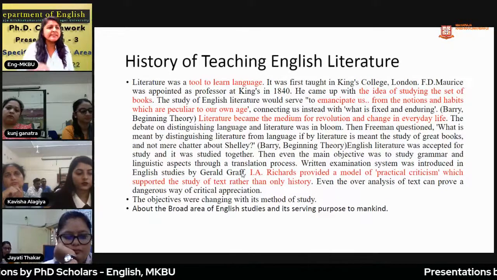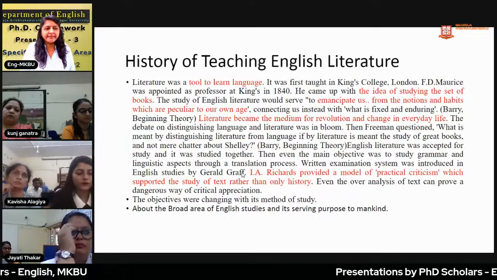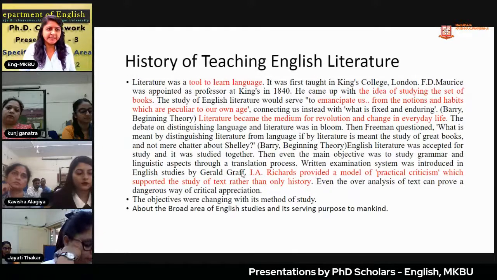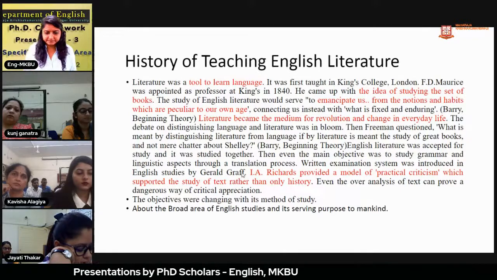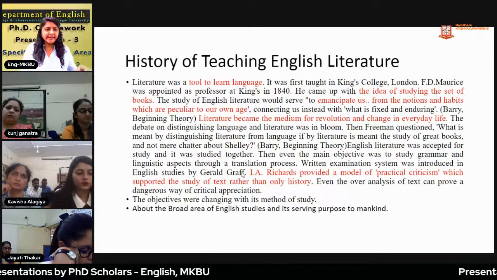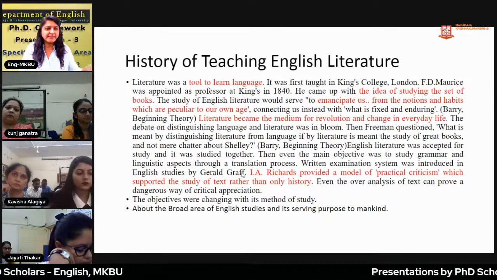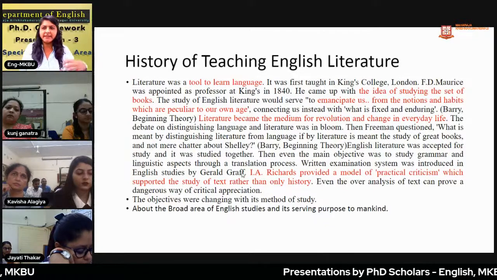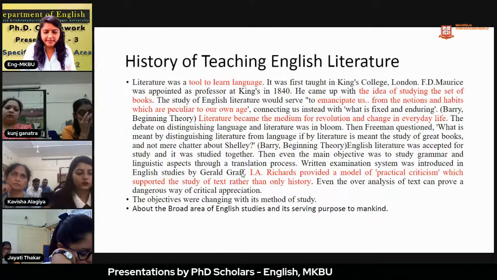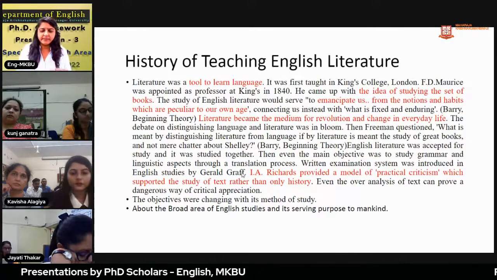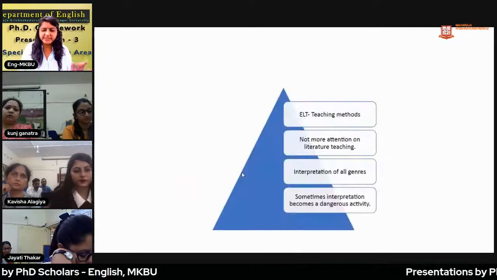Then I.R. Richards, as we know, came with practical criticism, a model of teaching in a way, when he talks about the criticism of poetry. So we can say that there are many objectives as per the time changing with the method of its study. And then we can say about the broad area of English studies and its serving purpose to men, but all the things are changing in a way.